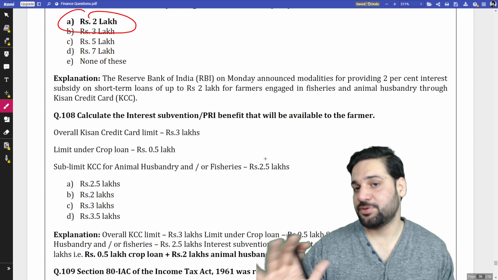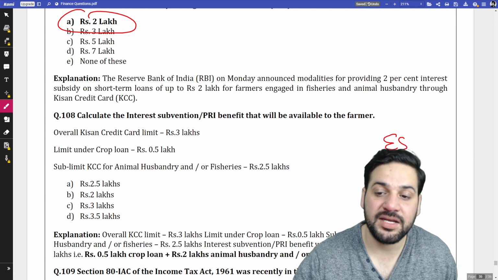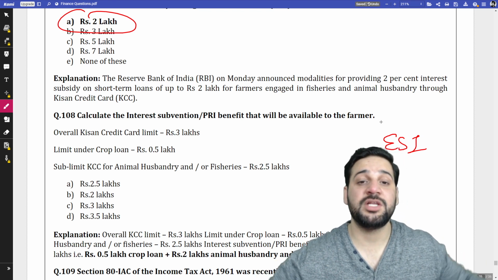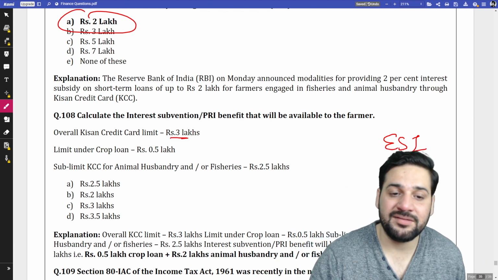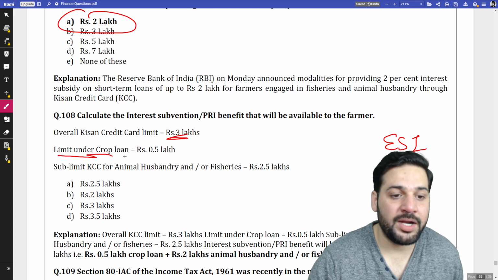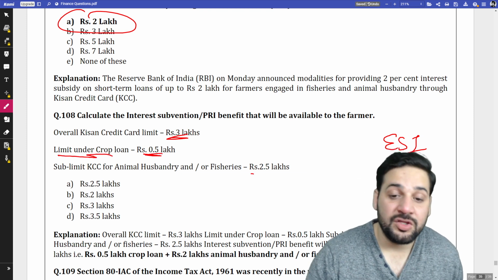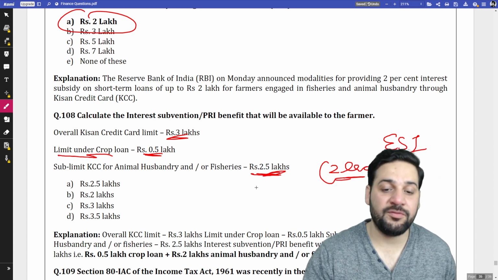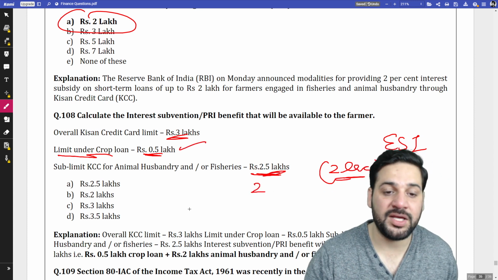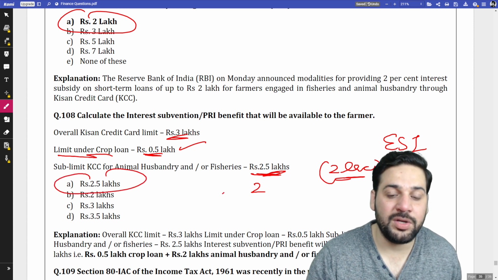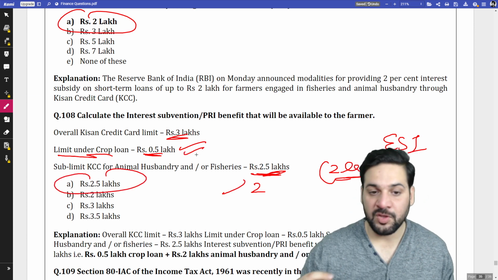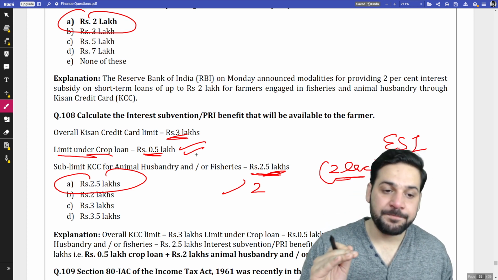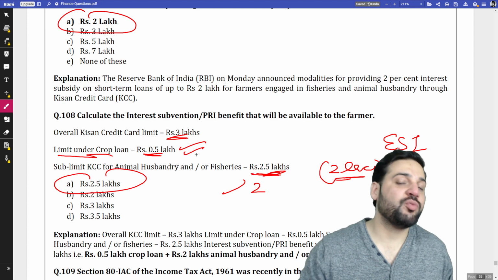But there can be a question in the ESI paper: calculate the interest subvention. The benefit would be available on how much loan? The overall limit is 3 lakh rupees. The loan under the crop loan is 0.5 lakh. The benefit is available up to 2 lakh here, but it is 2.5 lakh, so it would be available on 2 lakh here and 50,000 here. So the total benefit would be available on 2 lakh plus 50,000, that is 2.5 lakh. So the total limit is 3 lakh, but the sub limit for the KCC for animal husbandry and fishery is 2.5 lakh.